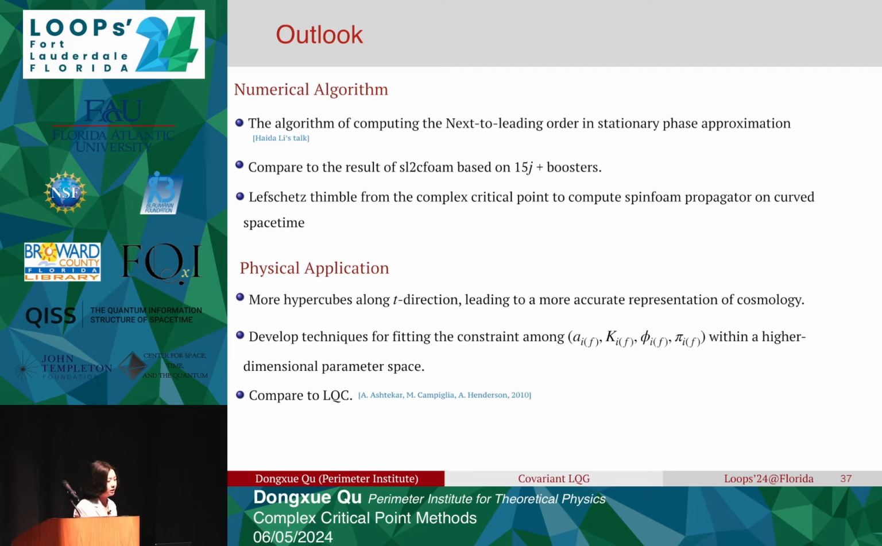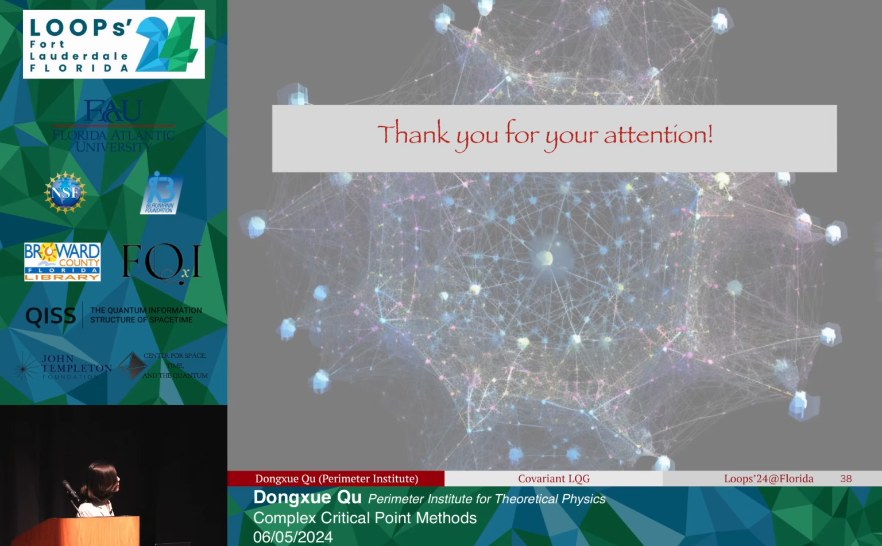And the physical application, because now I only use 2 hypercubes along the time direction. Maybe we can generalize to more hypercubes and to see more accurate representation of the cosmology. Or actually, we can also develop techniques to fit in the higher dimensional parameter space. In the end, maybe we can also compare our result from the spin-form cosmology to the loop quantum cosmology. Okay, thank you.